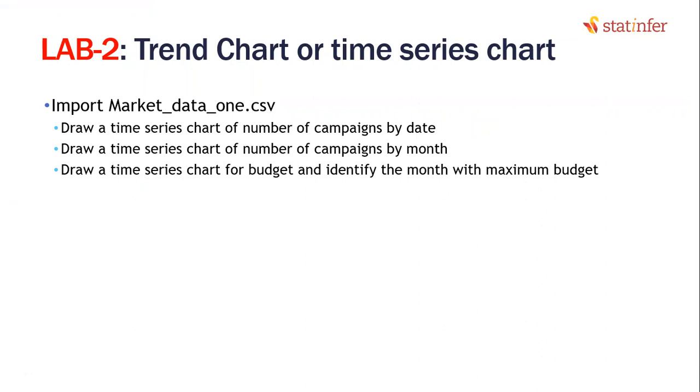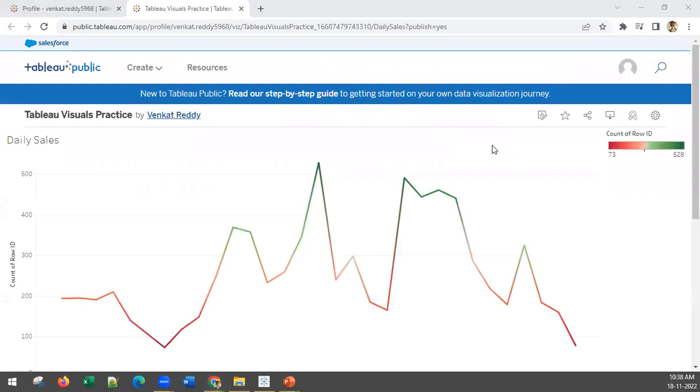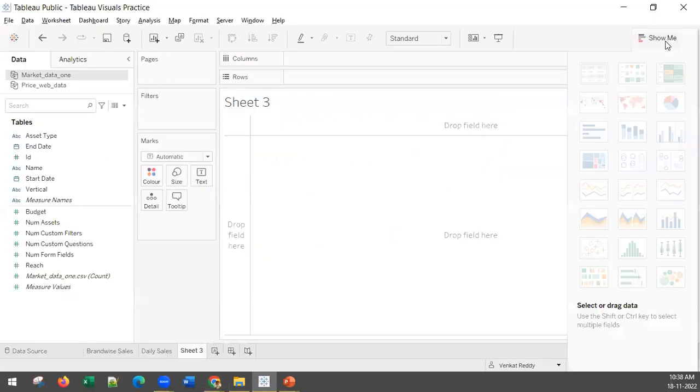One of them is a tree map chart. What is a tree map chart? This is the chart that is known as tree map. Here in this Show Me, the tiled one, this one is known as tree map chart.